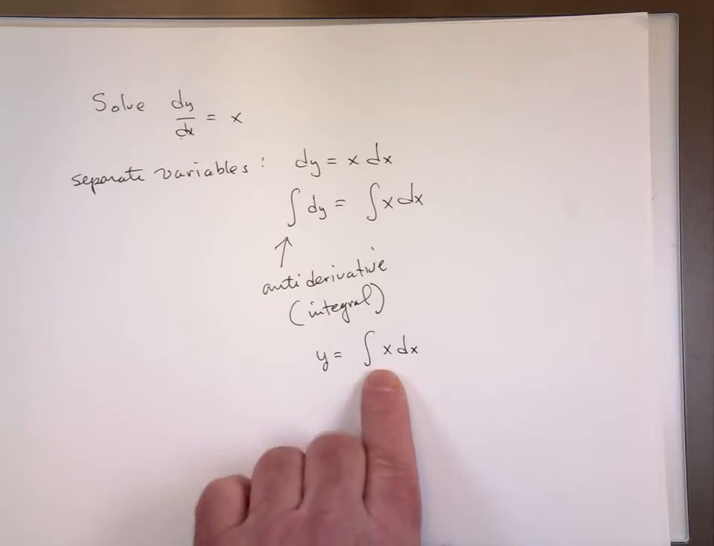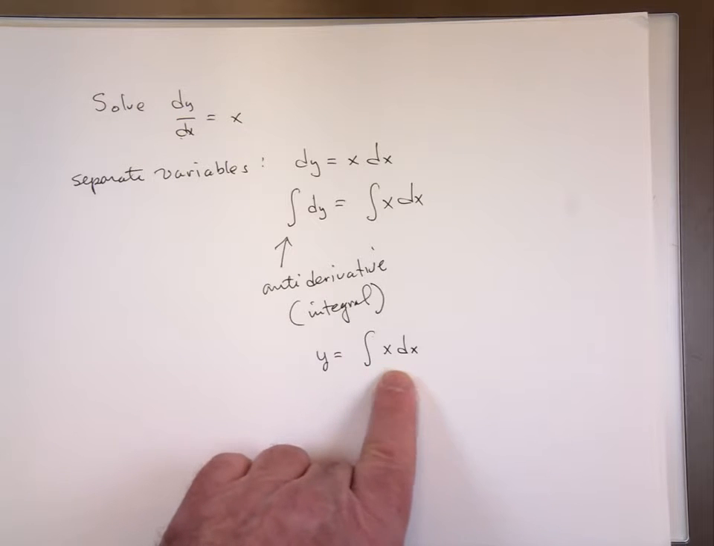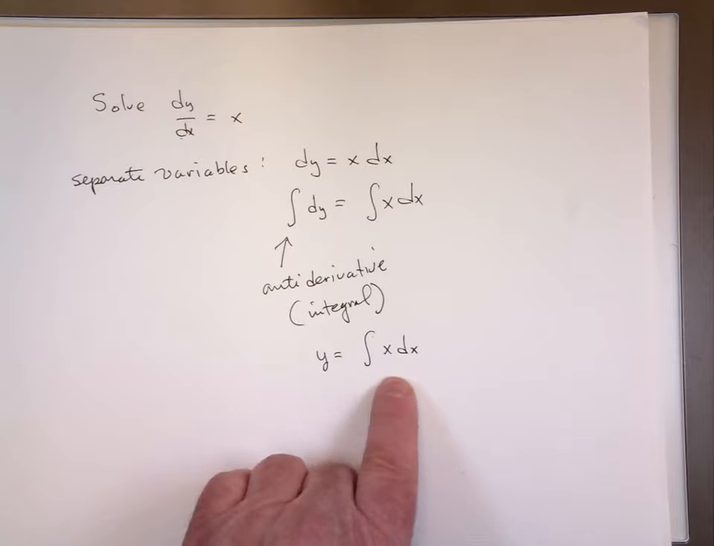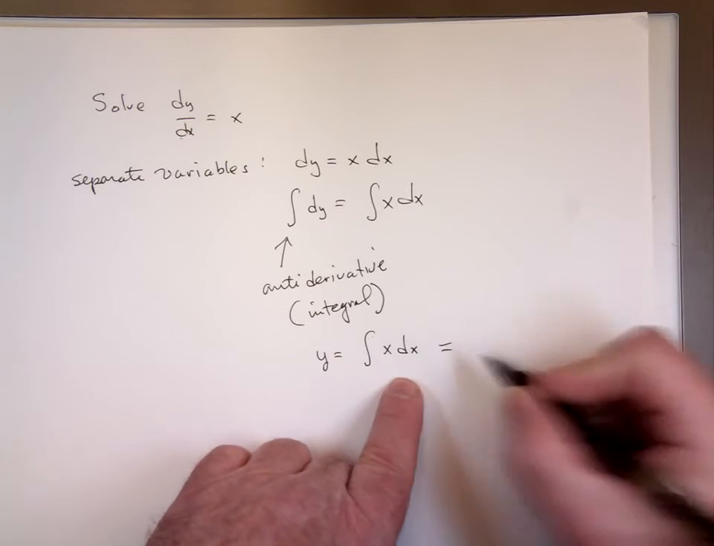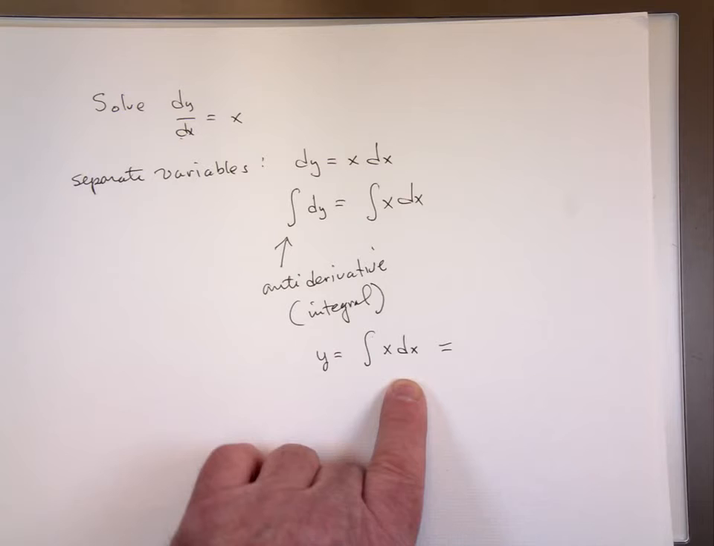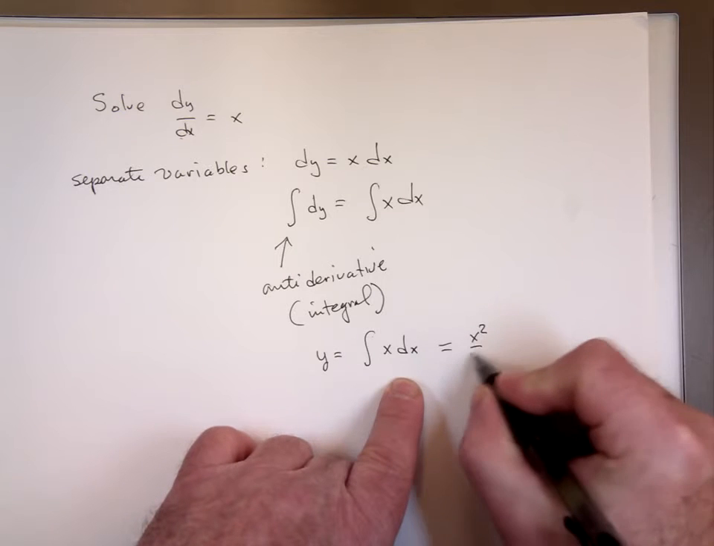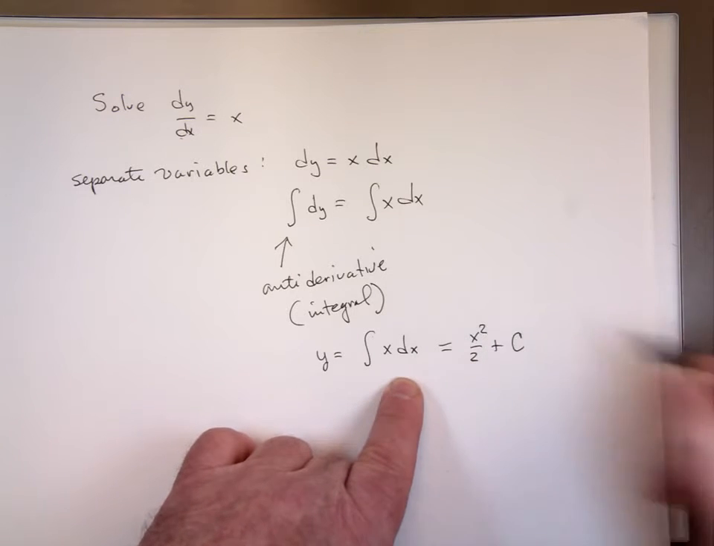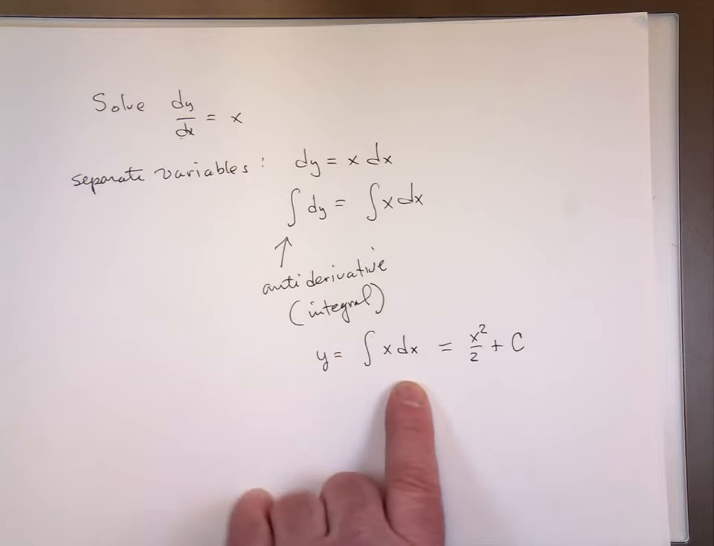What about this antiderivative of x dx, this integral of x dx? That's the function or functions whose derivative is x. He's already given us the answer. That's x squared over 2 plus c. How do we know that's true?